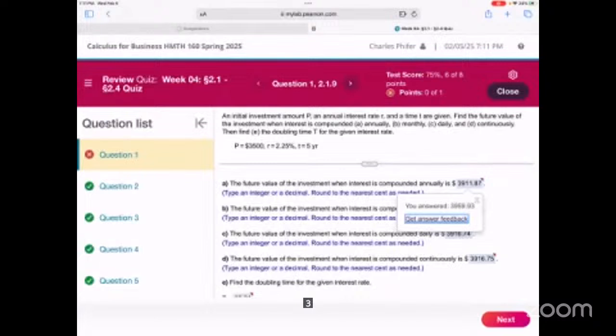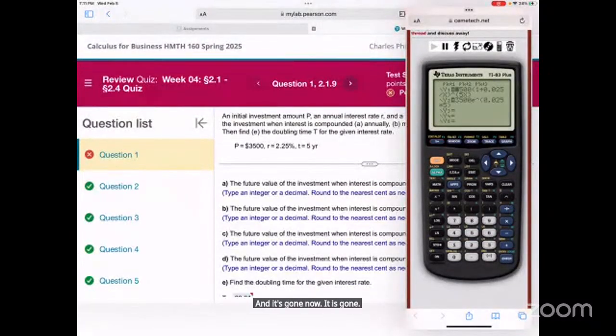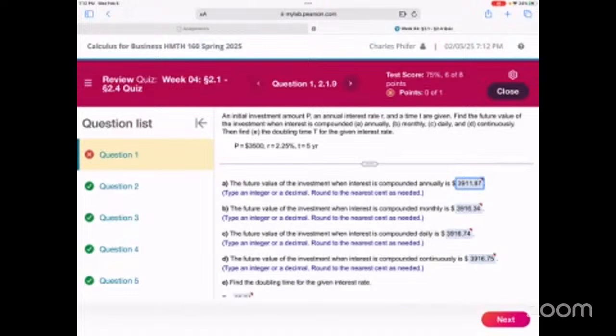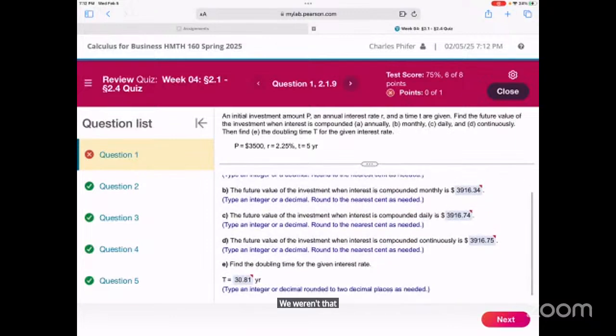Future value. Okay, you know what? I probably typed something in the calculator wrong. And it's gone now. Darn, I can't pull it back. So that means that we typed something in the calculator wrong. That's all that means there. Yeah, because once you have your formula wrong, then you can't get it right. But that's fine. We weren't that far off. Yeah, we definitely typed something in the calculator wrong.